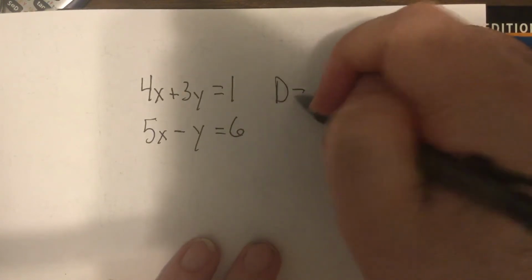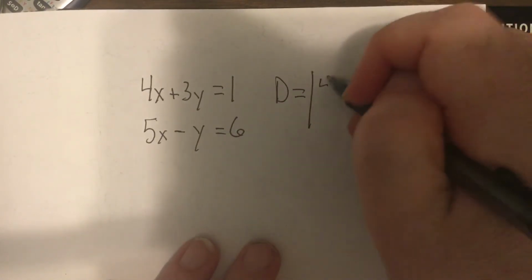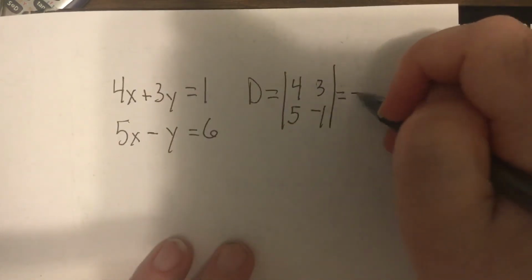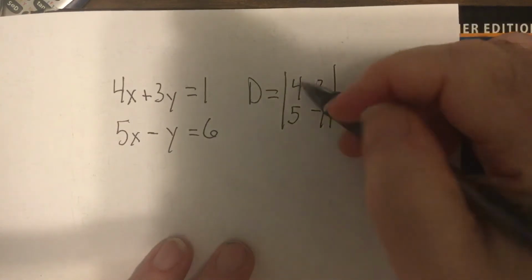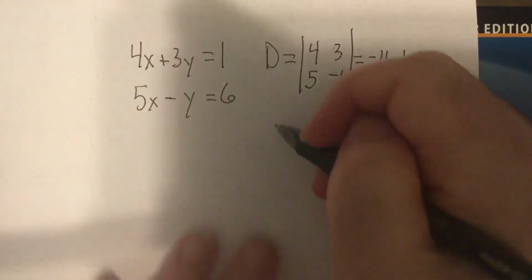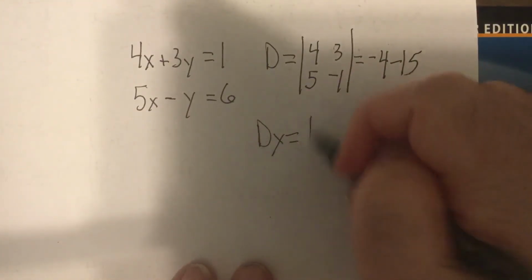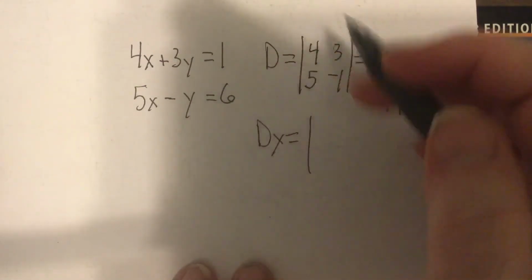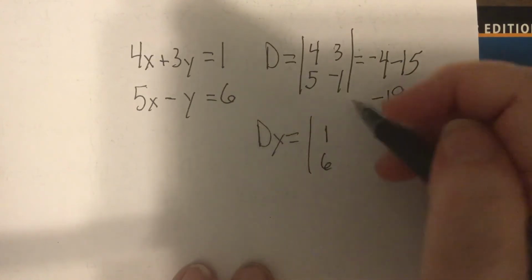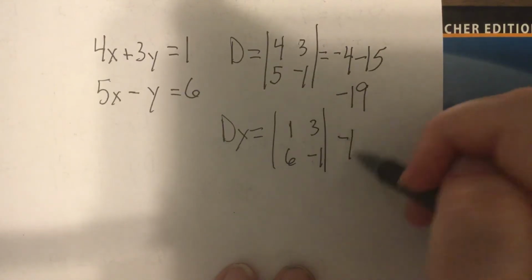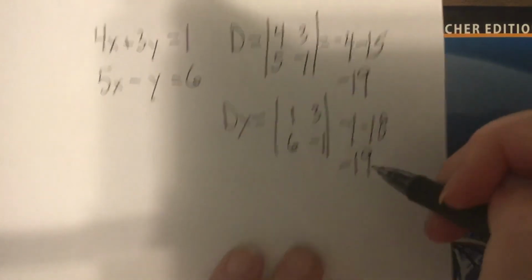Okay, so D would be 4, 5, 3, negative 1, which is negative 4 minus 15. These minus these, which is negative 19. Dx, you switch the x coefficients with the constants. So it'd be 1, 6, 3, negative 1. So that would be negative 1 minus 18, which is negative 19.